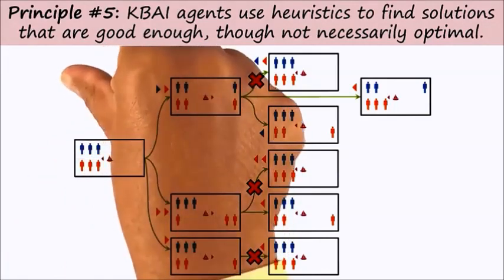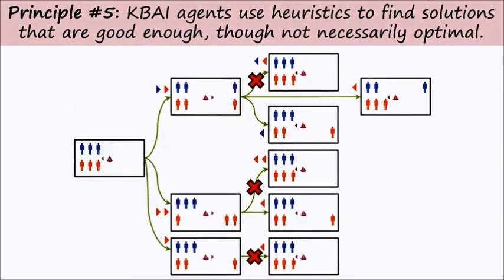This principle comes very much from theories of human cognition. As I mentioned earlier, humans do not normally find optimal solutions for every problem they face. However, we do manage to find solutions that are good enough, and we do so in near real time, and that's where the power lies.